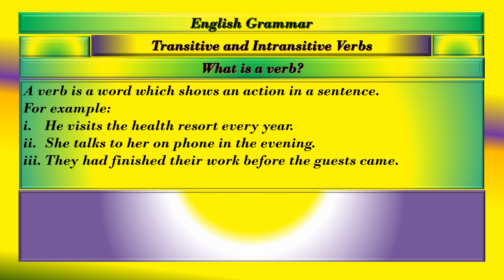Now, our first task is to define a verb. What is a verb? A verb is a word which shows an action in a sentence. For example, he visits the health resort every year. He talks to her on phone in the evening. They had finished their work before the guests came.